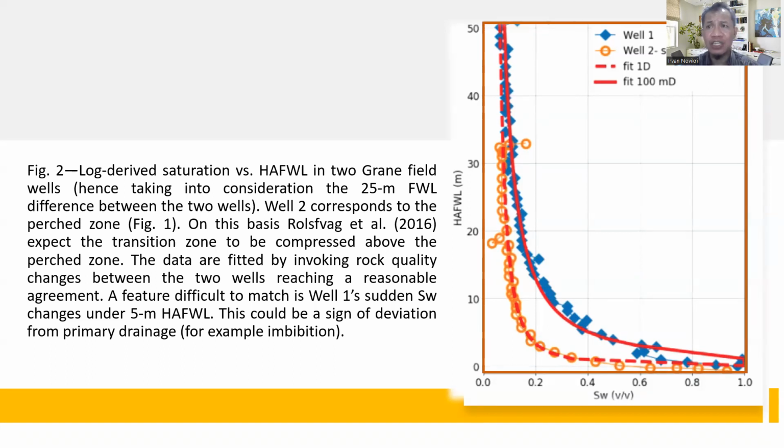It also mentioned the Grane field in Norway as an example of another mechanism of oil trapping, suggesting that the transition zone could be compressed. The common factor in this case is high quality rock, which affects the predictability of the water perching effects.